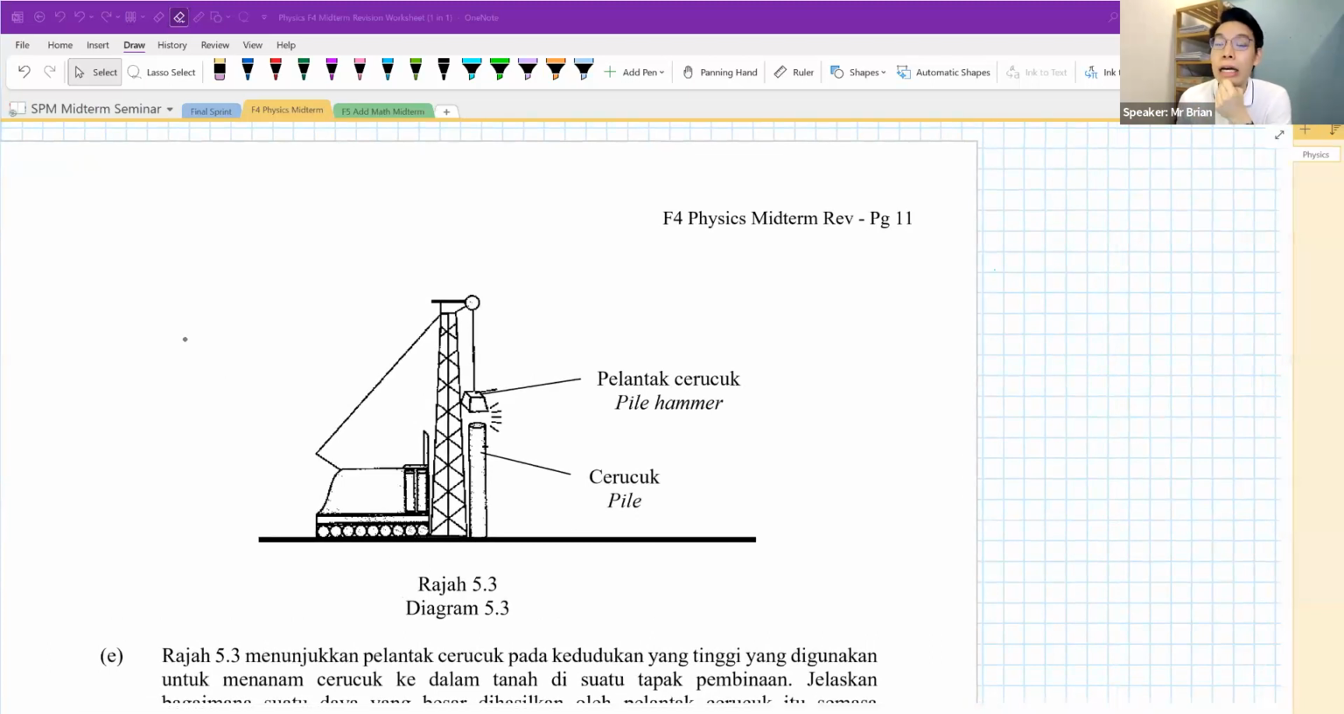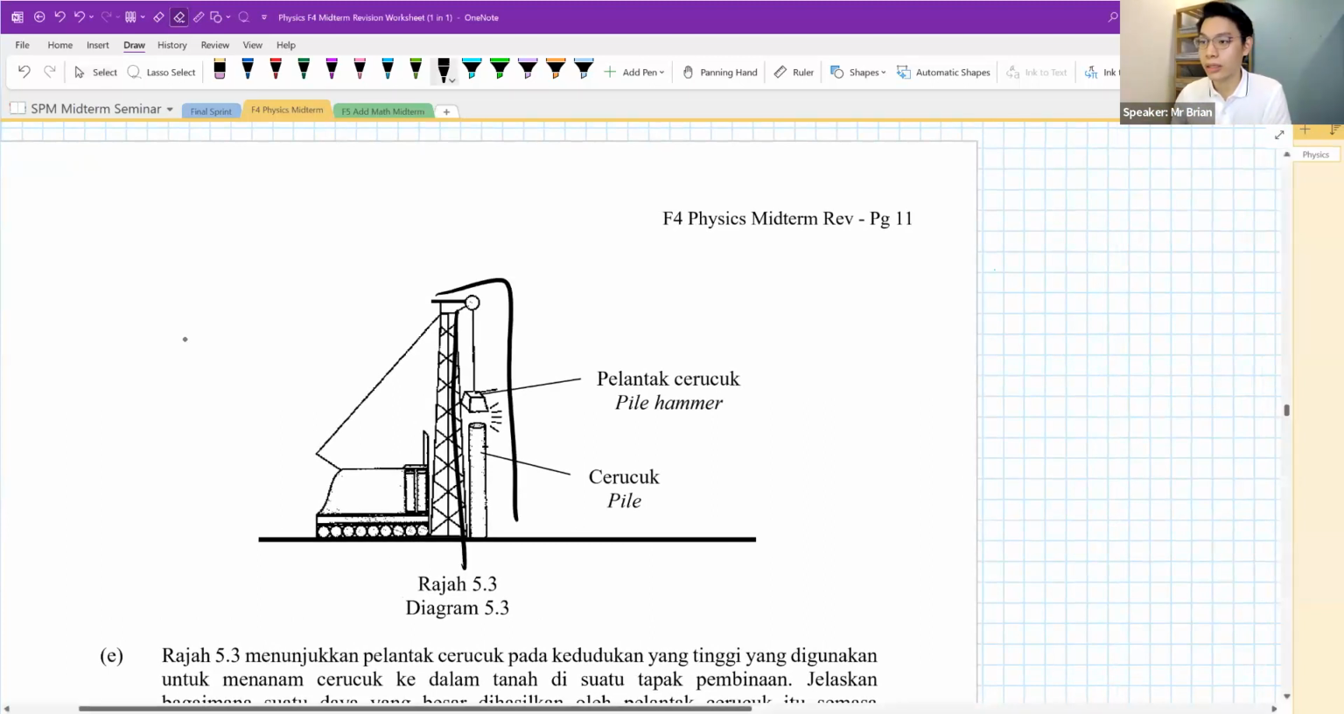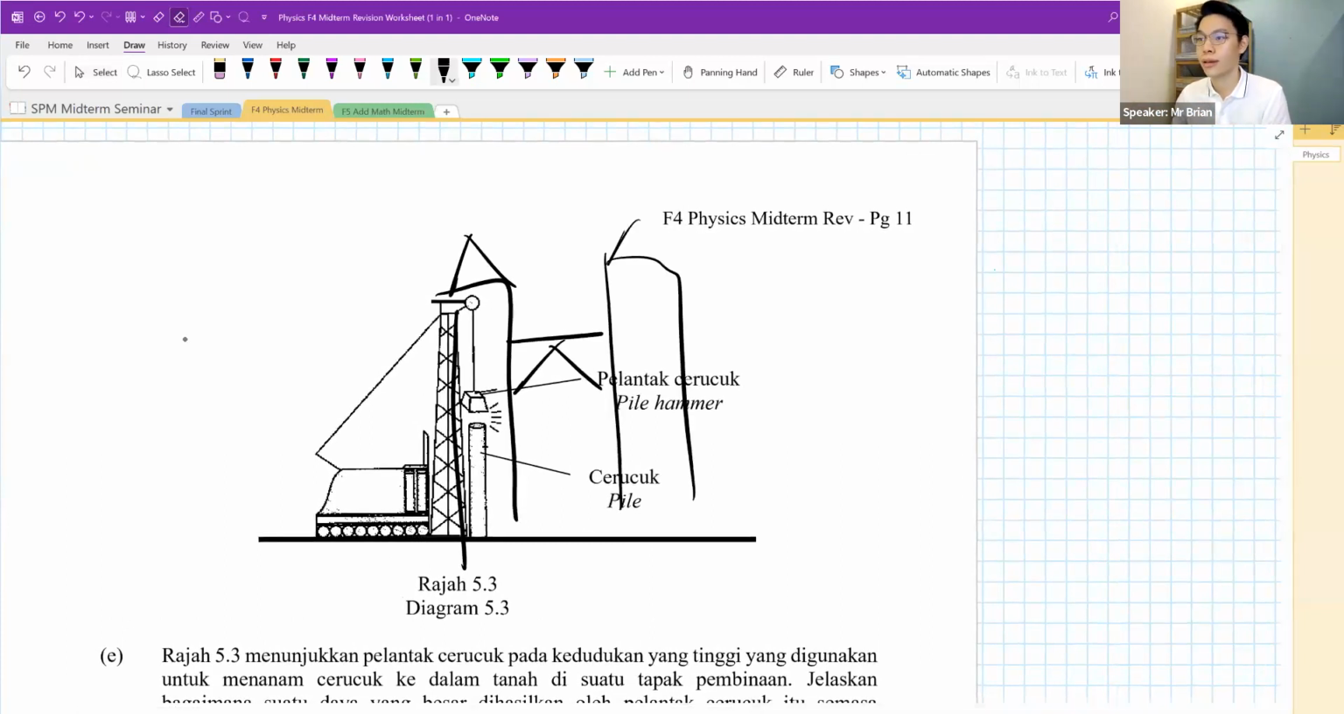Usually we use a pile to create a very strong structure before we want to build buildings. Like let's say you want to build your twin tower here. We need to have very, very strong structure underneath the ground. All right, so the pile is for that purpose.